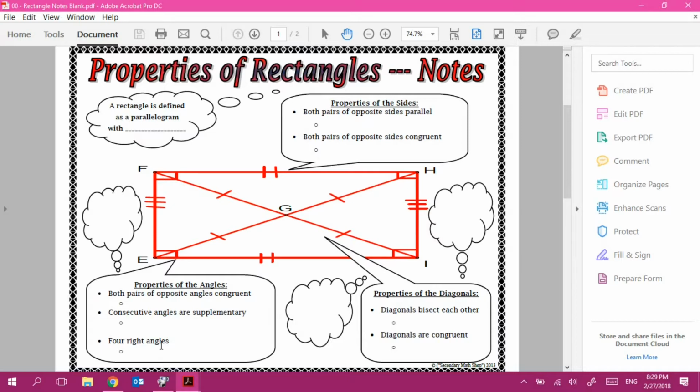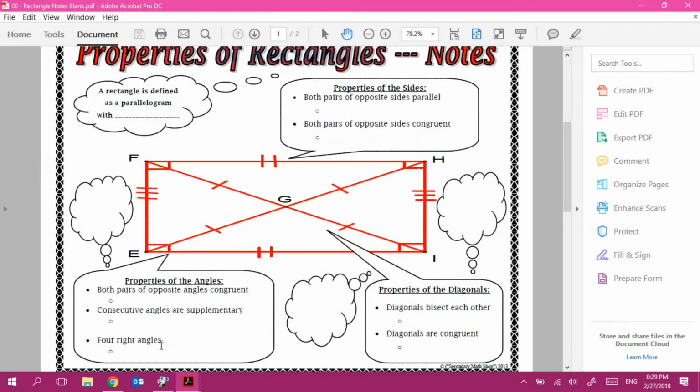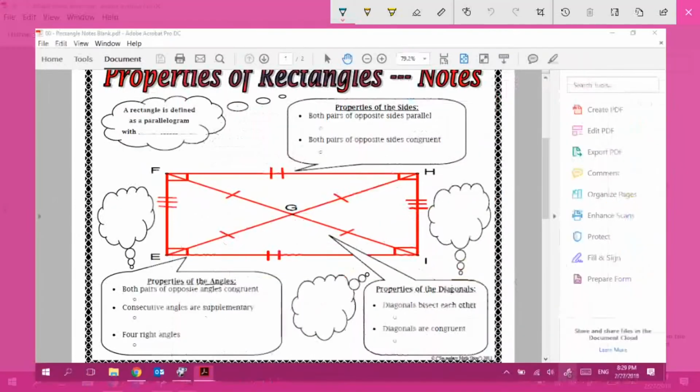Today we're going to be learning about the properties of rectangles. Oh boy, do I love me some rectangle. Alright, so first things first, check this out. We're going to define a rectangle. A rectangle is defined as a parallelogram with four right angles. Write that over here in the top left. Four right angles.